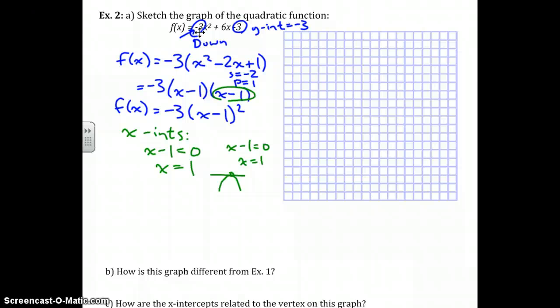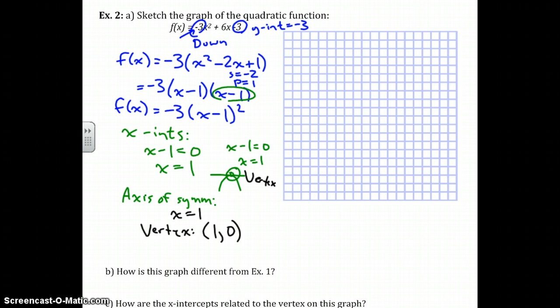So we've got one x-intercept, and what does that tell us in terms of our axis of symmetry? If we look at that little sketch I just did, if our graph just touches the x-axis at one point, that point has to be our vertex. So our axis of symmetry is also x equals 1, and our vertex is going to be (1, 0), because it's right there on the x-axis.